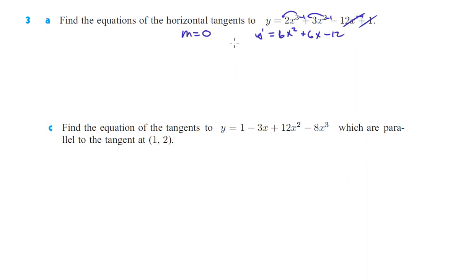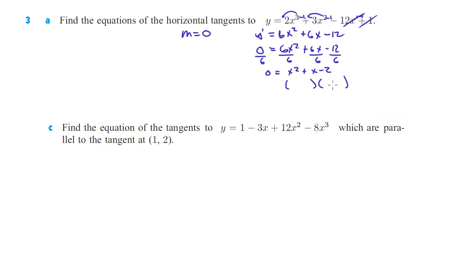Since it's a horizontal tangent, we know that this slope has to equal 0. So we get 0 equals 6x squared plus 6x minus 12. We're going to have to factor this. Hopefully you notice that all of these have a common factor of 6, which is going to make our life a lot easier when we factor. So we get 0 equals x squared plus x minus 2.